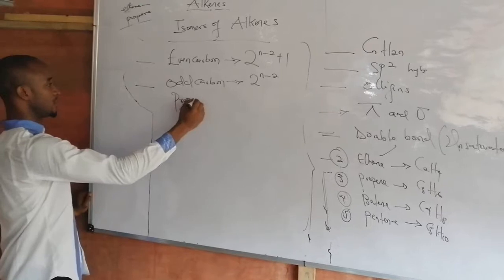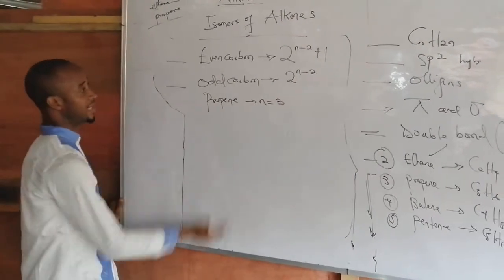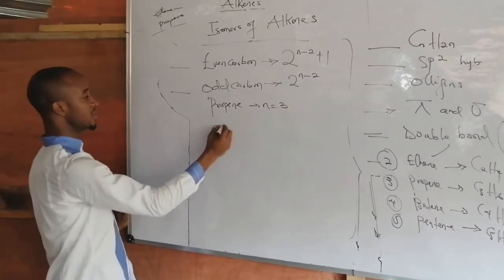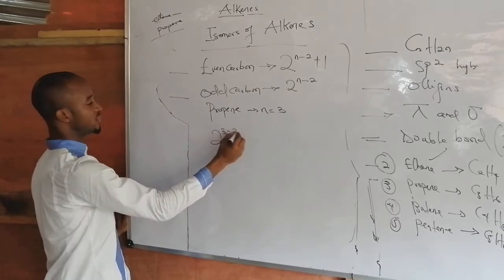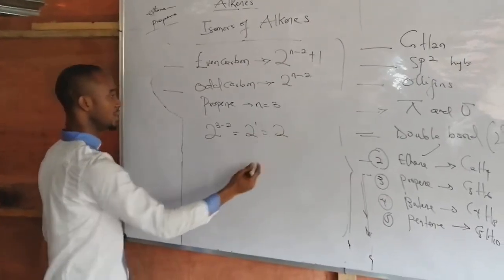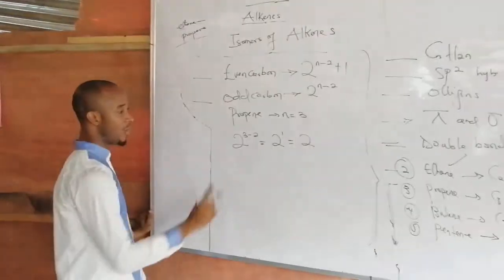Now let's look at propene for instance. Propene is when n is 3, and that is under odd carbon. So we have 2 raised to the power 3 minus 2, which is 2 raised to the power 1, which is 2. That means propene has just 2 isomers.